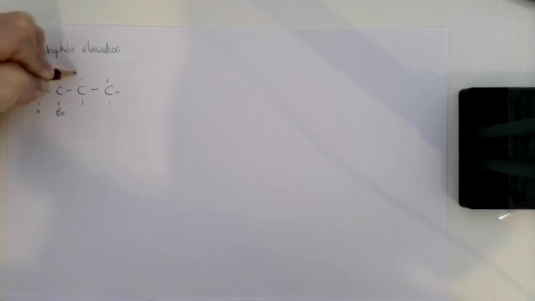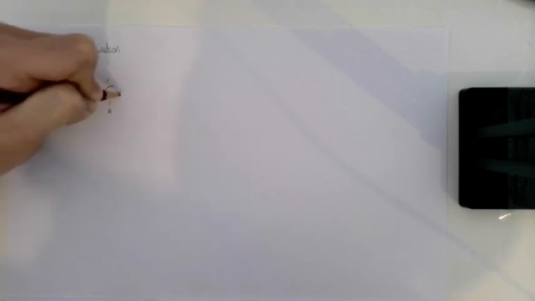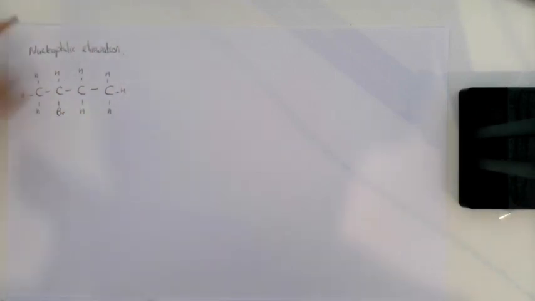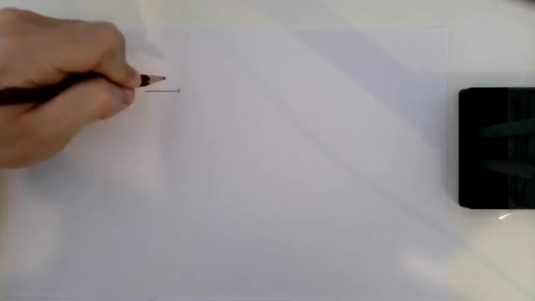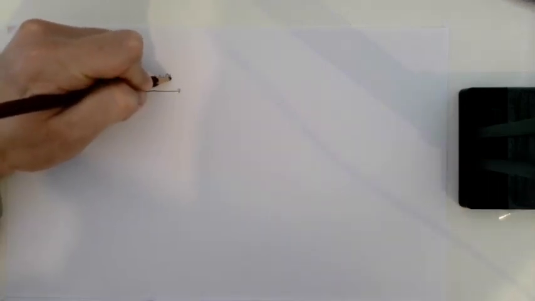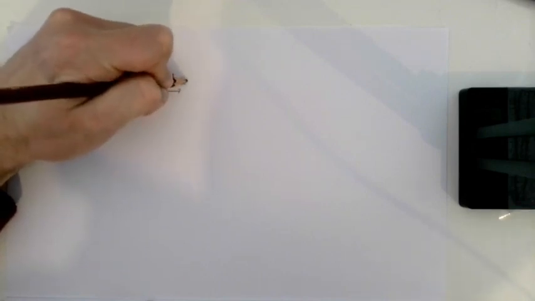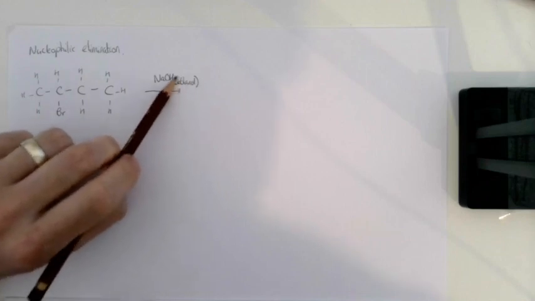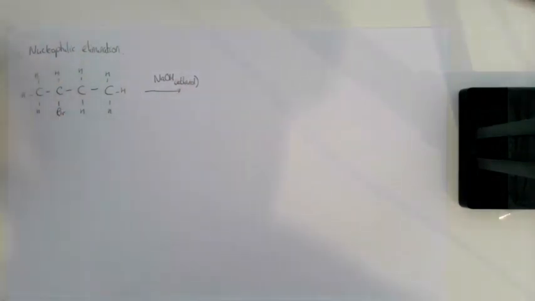Okay, so I've got 2-bromobutane. I'm going to add sodium hydroxide again, but this time it is going to be in ethanol. So rather than dissolved in water, I've dissolved it in an alcohol. It could be another alcohol, it tends to be ethanol. If we do that, rather than having nucleophilic substitution, you actually get elimination.